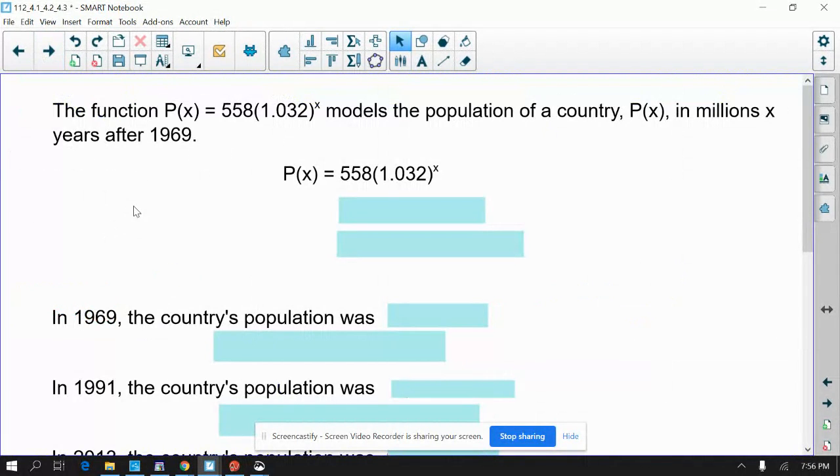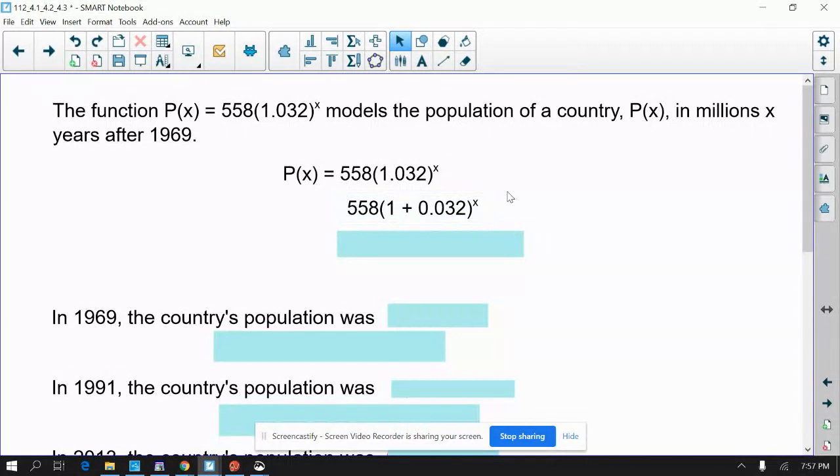Finally, if you're given this function, let's say this is a population function, and it models the population of a country in millions. So first of all, just analyzing this right here, 1.032 would be the factor by which the population is growing. Notice it's bigger than 1. So as time goes on, the y increases, the population increases. I know that because the base is bigger than 1.